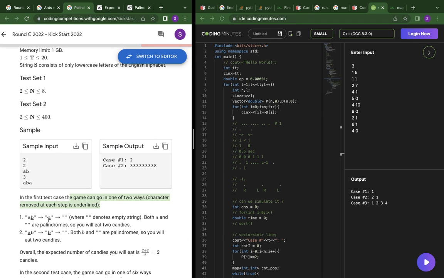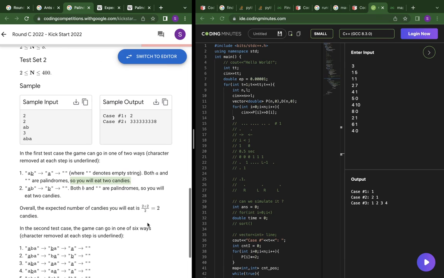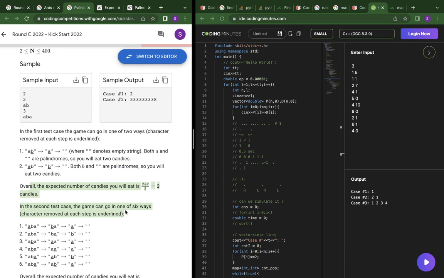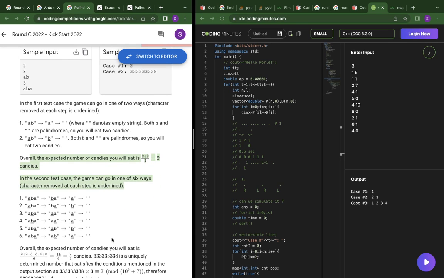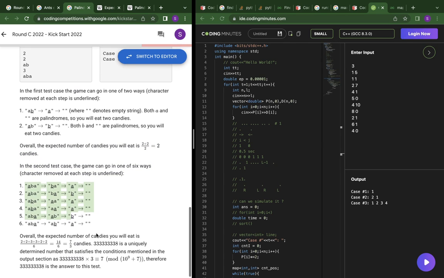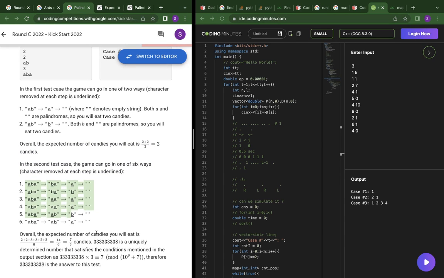So if B is removed, A remains. 2 candies. This again 2 candies. Now you have to search every search position. Delete A, then B, then A, then A, then B, B, then A, then A. So 3 was then 3 factorial permutations, I guess.